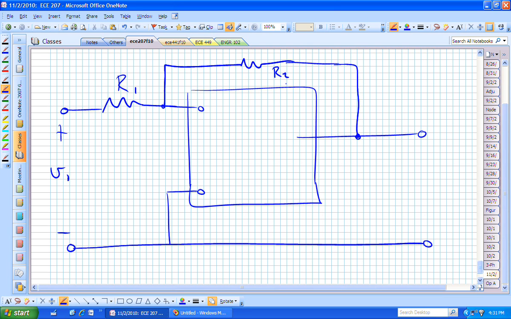R2 is the resistor, the horizontal resistor up top, and these particular signals that I'm indicating, you can write your equations in terms of. Here's, let's say, I1.